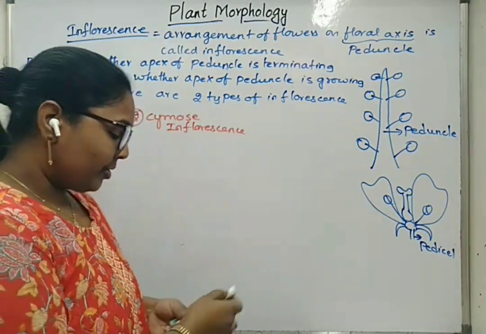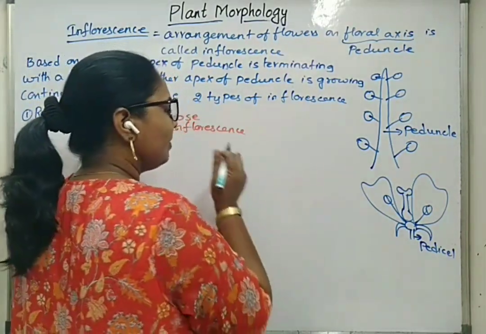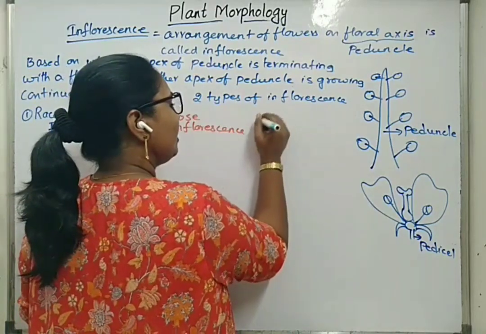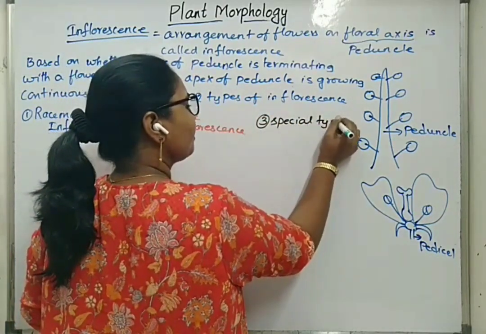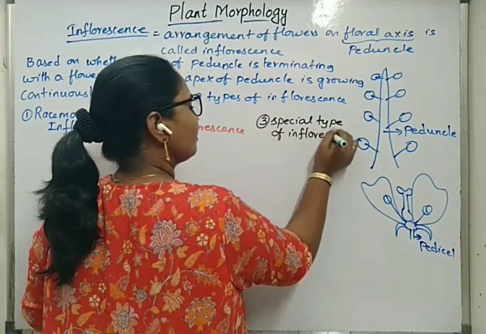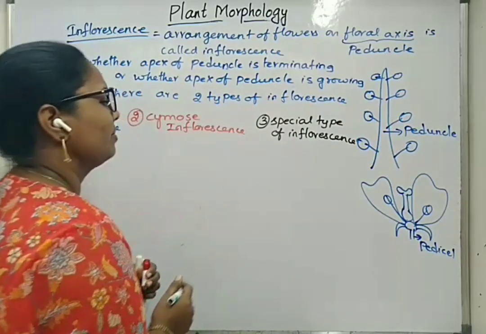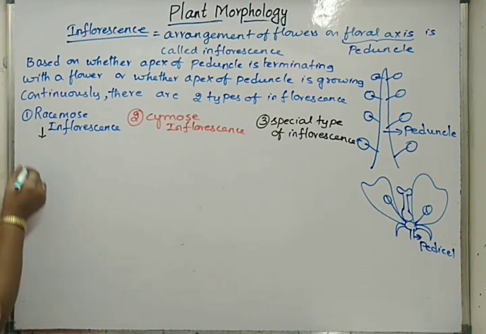There are other types of inflorescence which is not based on terminating of the apex with a flower or not. The third one is special type of inflorescence. First one we will see about racemose inflorescence.